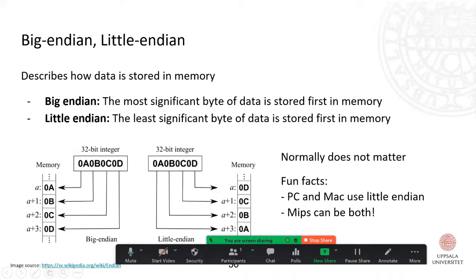The big endian and little endian do not specify how bits are placed in a byte. So in a byte, there is always the highest part on the left and the lowest part on the right. But they rather say how bytes are placed in the memory.